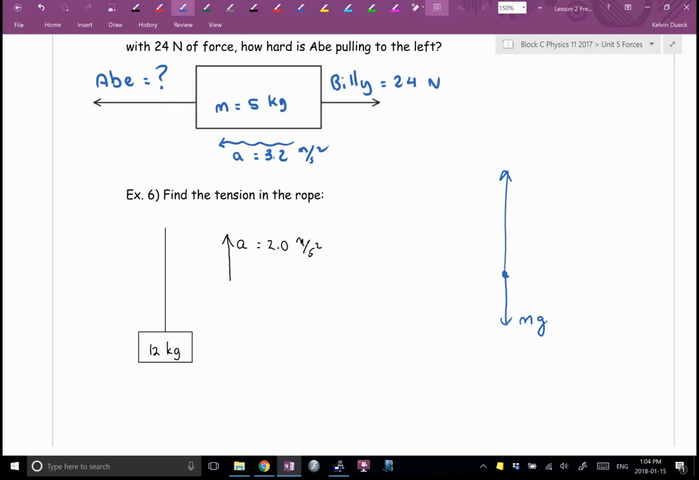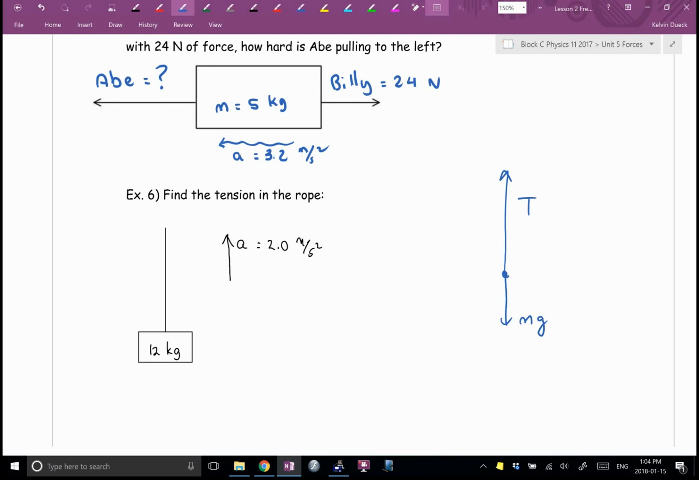Yep. Those are the only 2 forces acting on it. That 2 is an acceleration. It's not going to show up on my free body diagram. Those are the forces acting on it. Which way is it accelerating? Who's winning? Which way is it accelerating? Which force must be winning then?